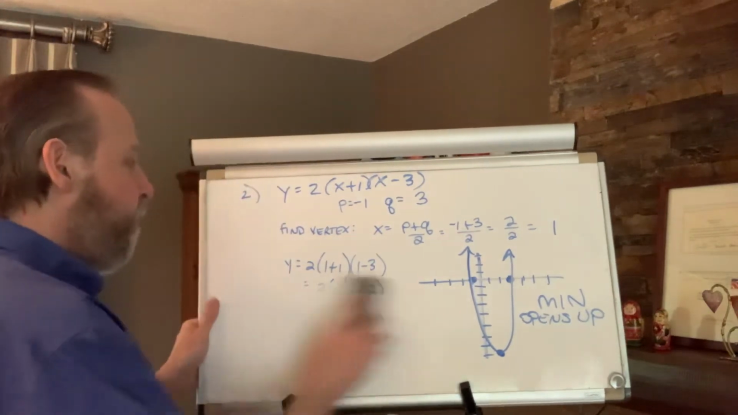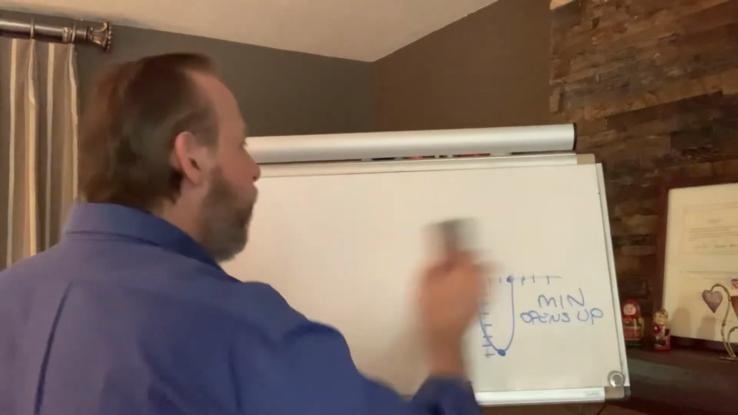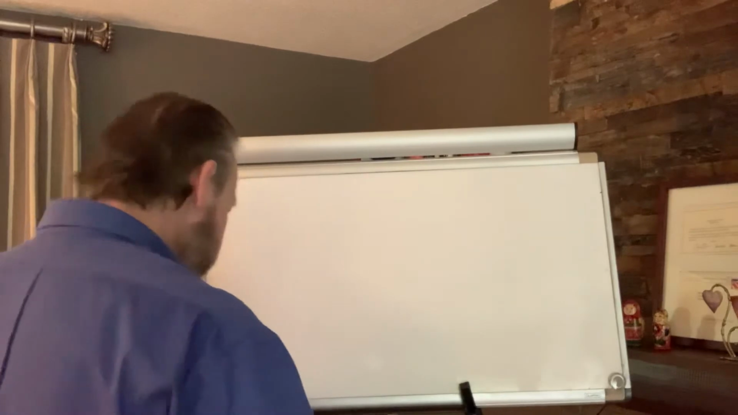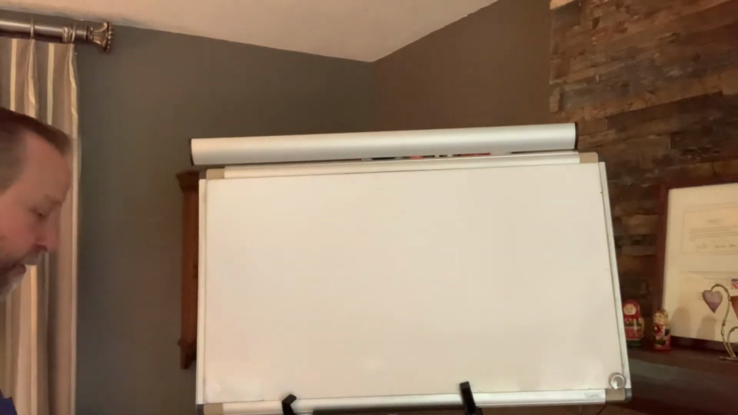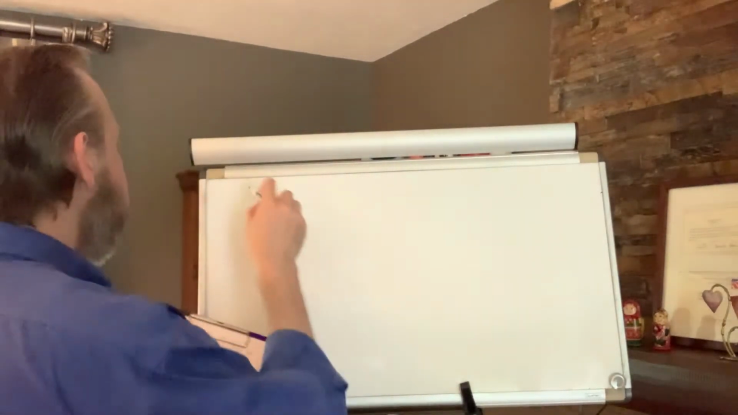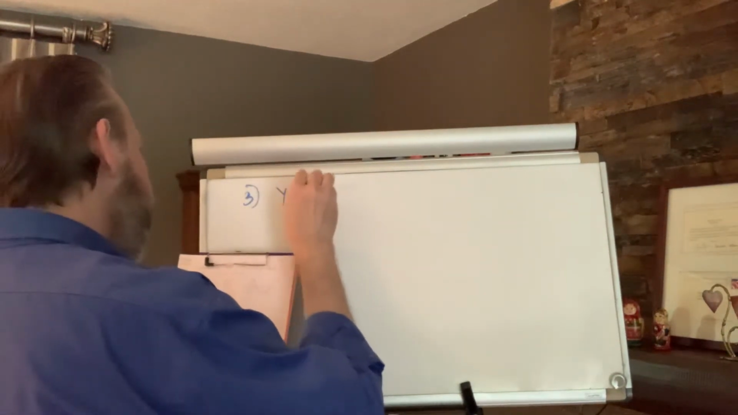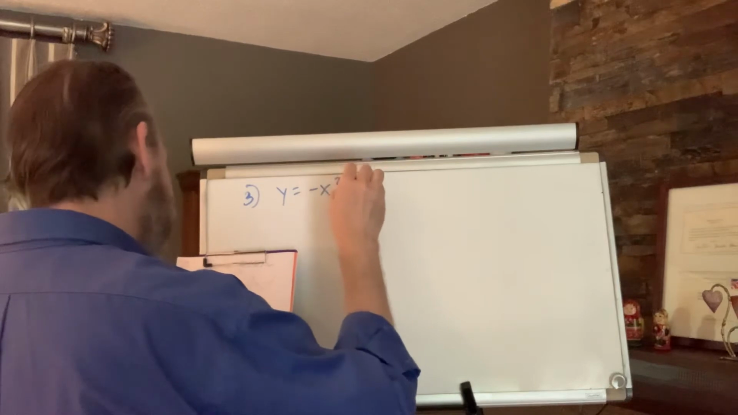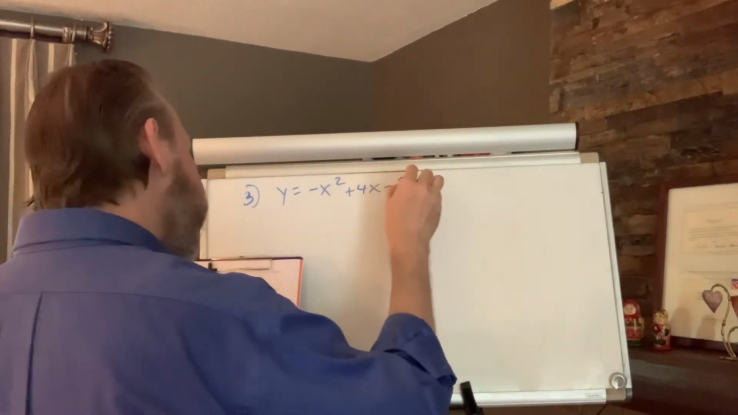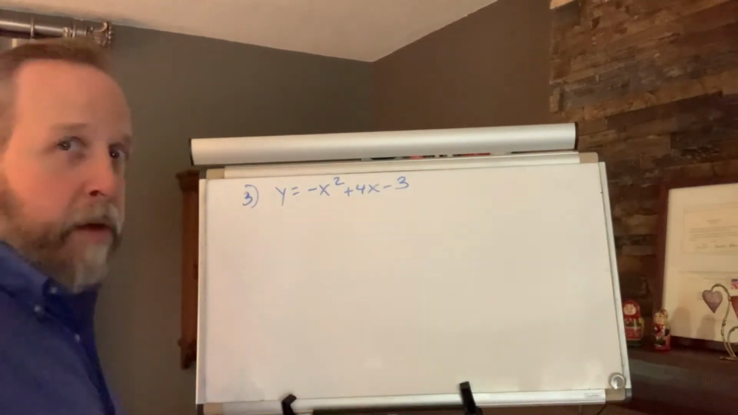The last kind of problem was the standard form problem. But I didn't give you a very difficult one. Number 3 was y equals -x² plus 4x minus 3. All right, we're almost done.